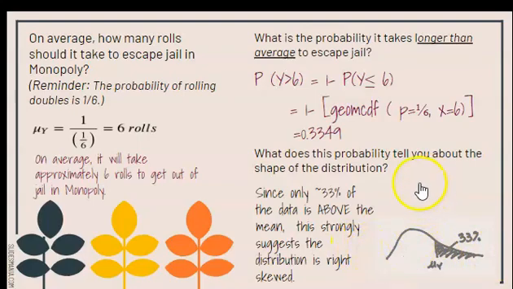All right? So we'll try some of these on your practice questions. It's important that you get used to reading these and deciphering binomial versus geometric and using the appropriate equations.